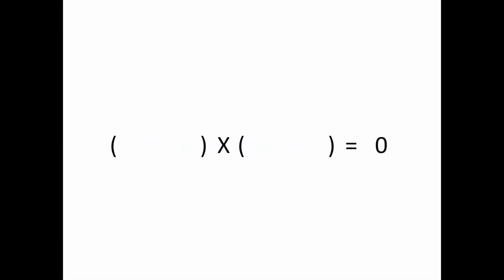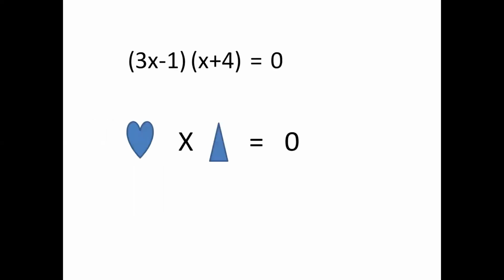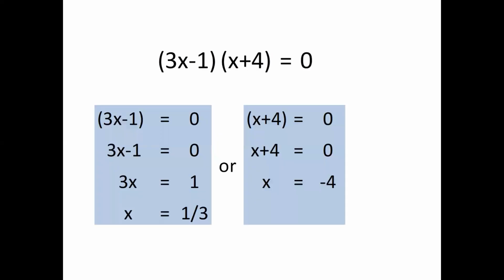So when you've got a bracket times another bracket that's equal to 0, the first bracket is 0, or the second bracket is 0, or both brackets are 0. So when you solve the question, solve for x, 3x minus 1 times x plus 4 is equal to 0, either 3x minus 1 is equal to 0, or x plus 4 is equal to 0. So 3x minus 1 is equal to 0, or x plus 4 is equal to 0, or the heart's equal to 0, or the triangle is equal to 0, or both of them are equal to 0.